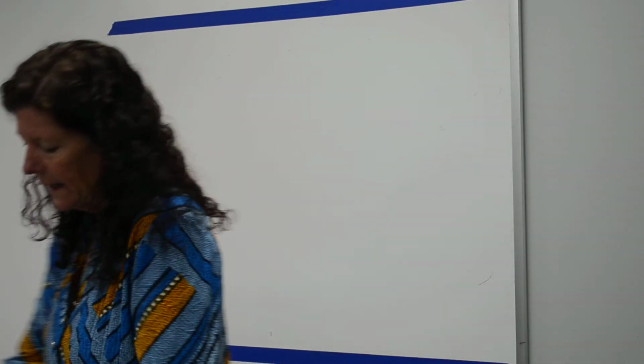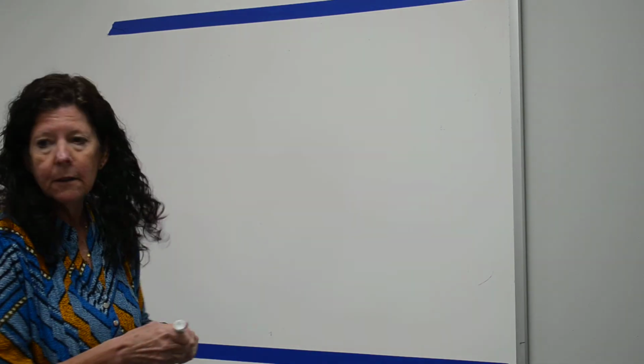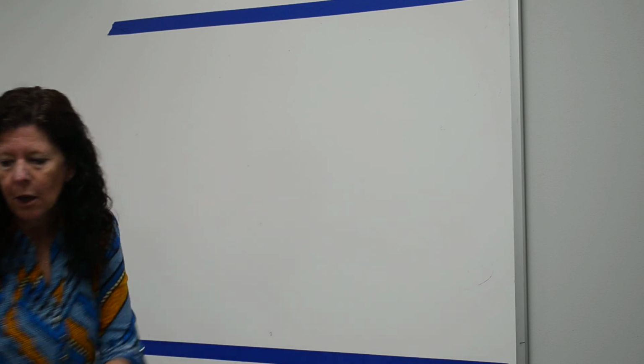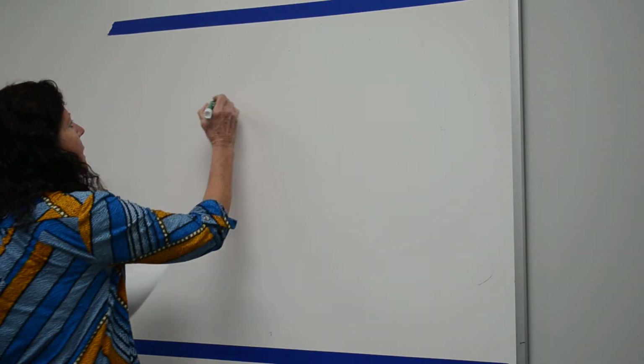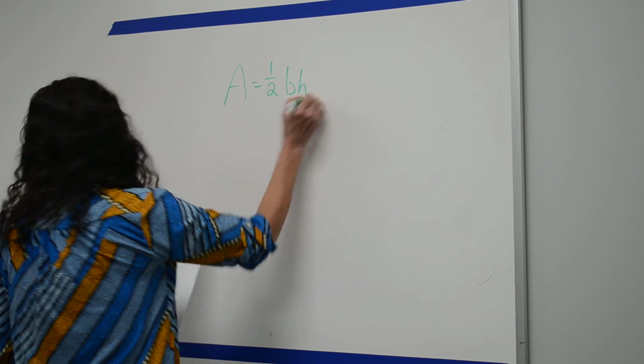All right, this is the video for section 11.2. I'm going to talk about the area of a triangle first. And obviously we know the area of a triangle is equal to 1/2 the base times the height.